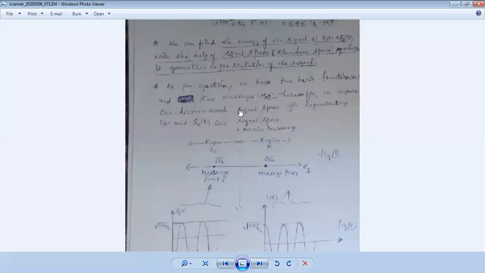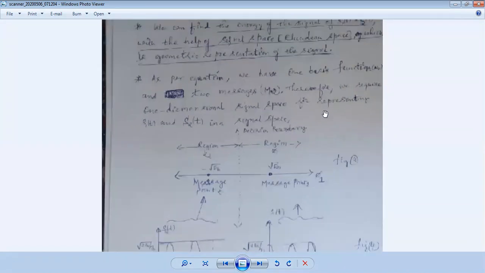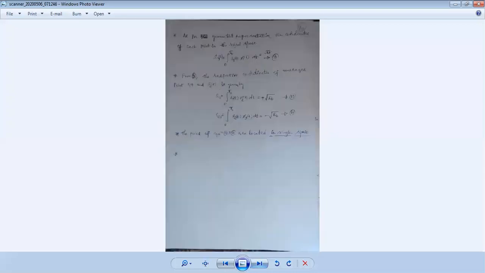Let's look back. As we have one basis function and two messages, we require a one-dimensional signal space for representing the signals: N is equal to 1, M is equal to 2. That is exactly this. So this is how the BPSK generation and the BPSK receiver work, and as you know, the signal Sij is equal to 0 and all these things. So this is Sij.